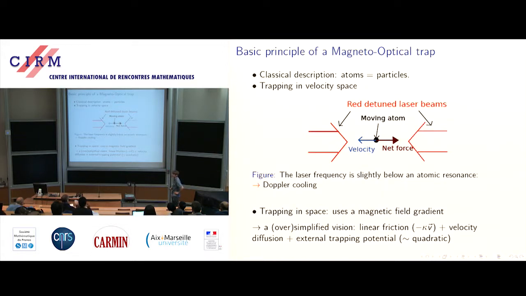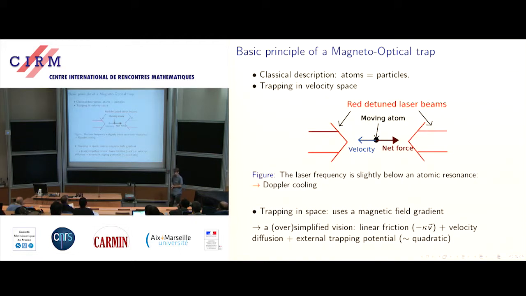Now, what happens for trapping in space? How come they don't just go away? Because there is also the magnetic field, and actually a magnetic field gradient, and a mechanism similar to this one transforms this magnetic field gradient into an effective trapping force. So there is also an external force acting on the atoms.